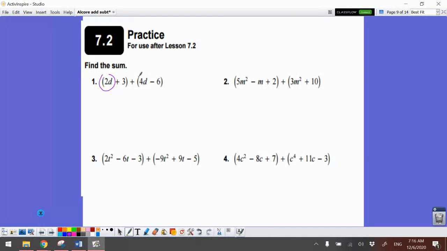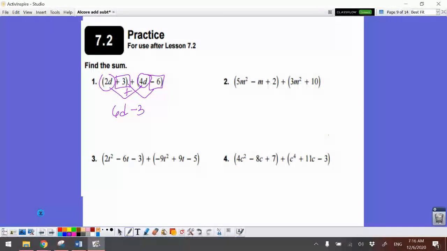So I see that these are like terms. I'm going to add them. 2 plus 4 is 6. And positive 3 minus 6 is negative 3. Remember, standard form is variables to numbers by power.